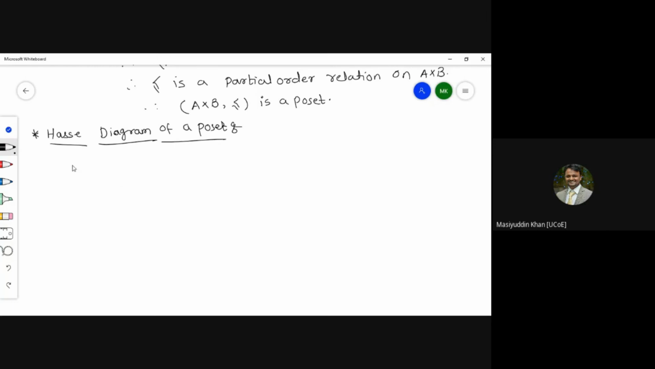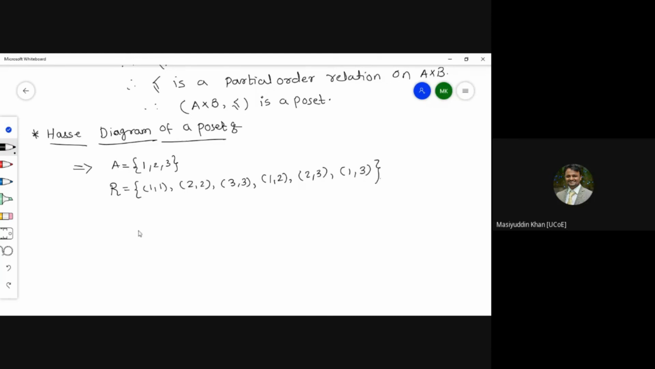So suppose A is equal to the set 1, 2, 3 is given, and the relation is defined R is equal to (1,1), (1,2), (2,2), (3,3), then (1,2), (2,3), (1,3). So this relation is clearly defined.